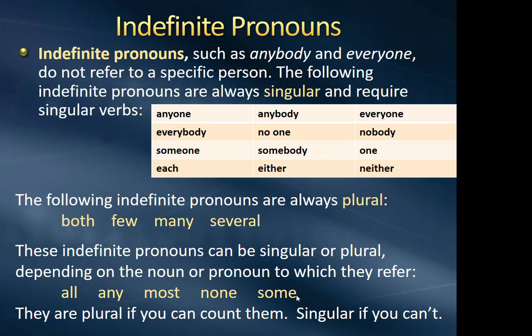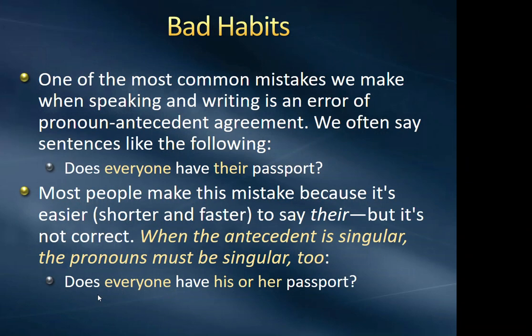We're going to go over this some more in a few minutes, but basically they're plural if you can count them and singular if you can't. So if you would say all of the cookies, you can count cookies, so that would be a plural form. But if you're saying all of the salt, you can't count salt, so then you would use the singular form.